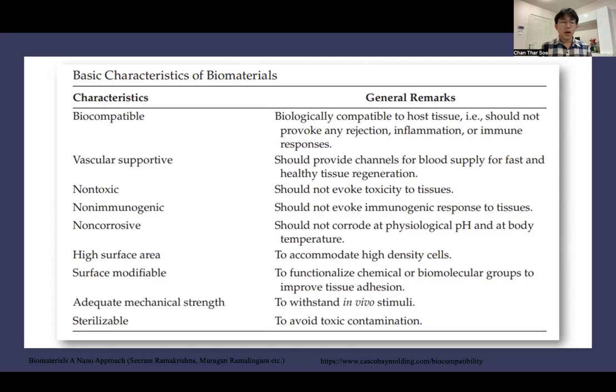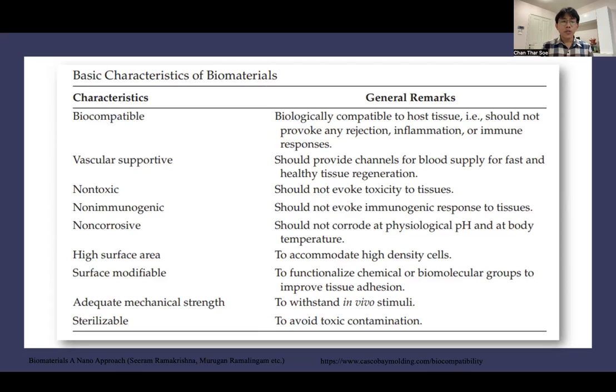The last one is sterility. That means that after preparation, the biomaterial should be sterilized to make it compatible with the biological environment, not giving off toxins, and not containing any other material or harmful substance to our human biological system.